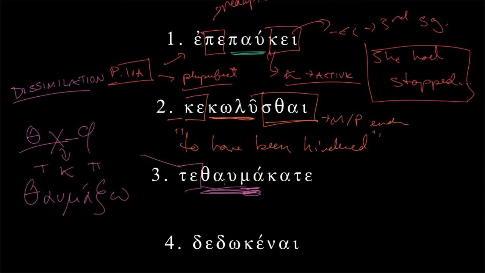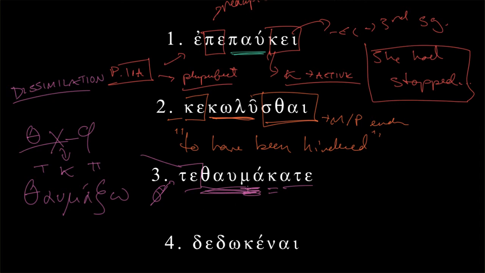So here we have tethaumakata. That's exactly what we're expecting. This is our simple reduplication. Is there a past indicative augment? No. So we're looking here at the perfect system, and we can tell it's active because we got the kappa, and then we have also the active endings with the thematic vowel alpha.